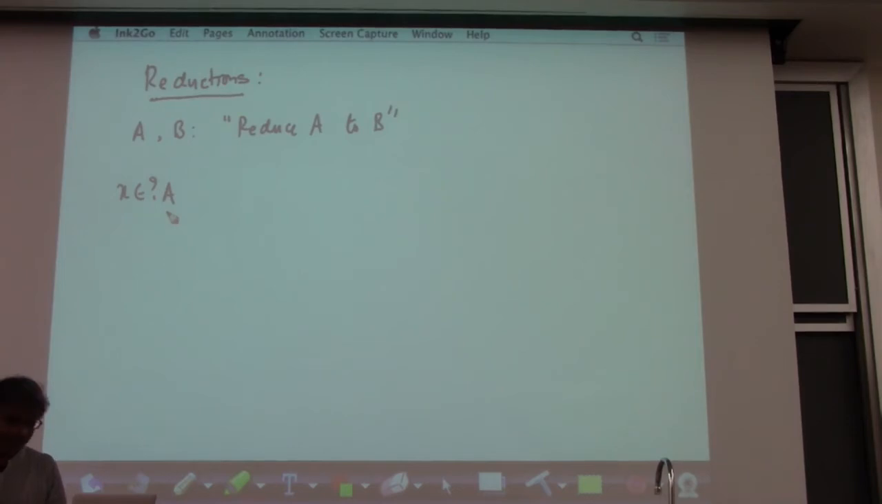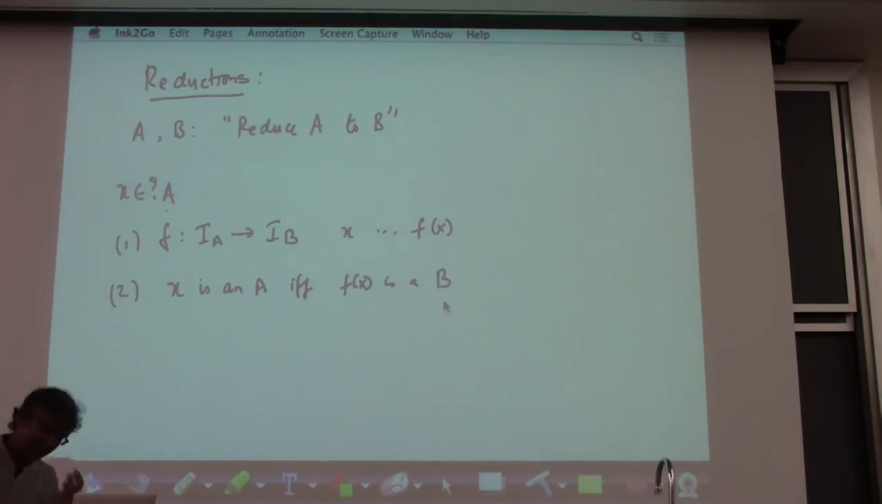Okay? A reduction basically is a couple of things. It involves, number one, a function that maps instances of A to instances of B. Namely, given an X input that might or may not be an A, you construct an f of X, which may or may not be a B. And then the next step is to show that X is an A if and only if f of X is a B.